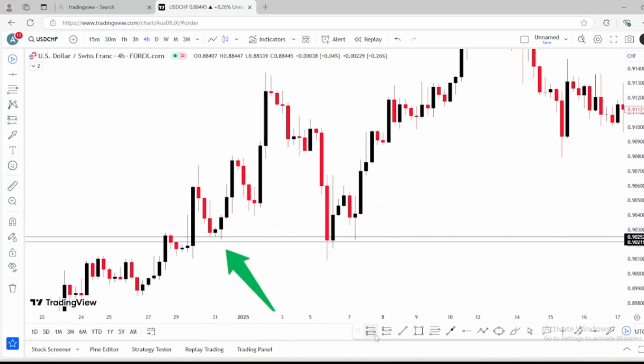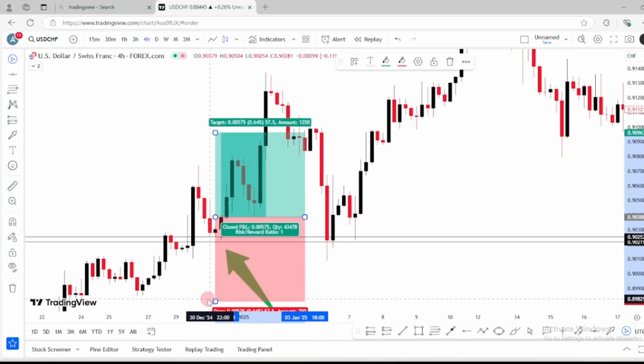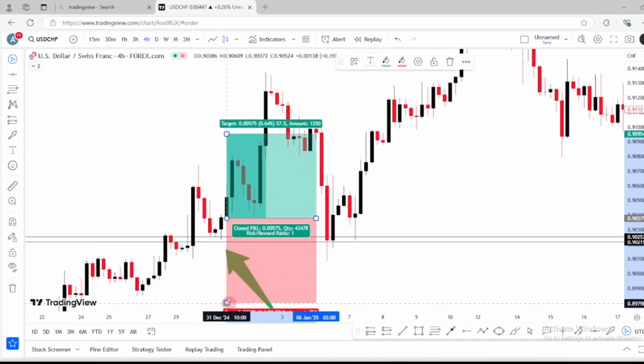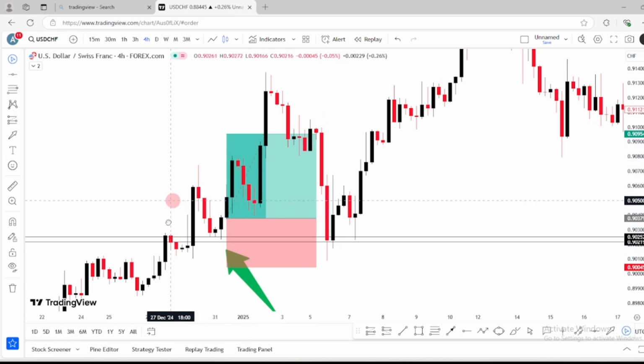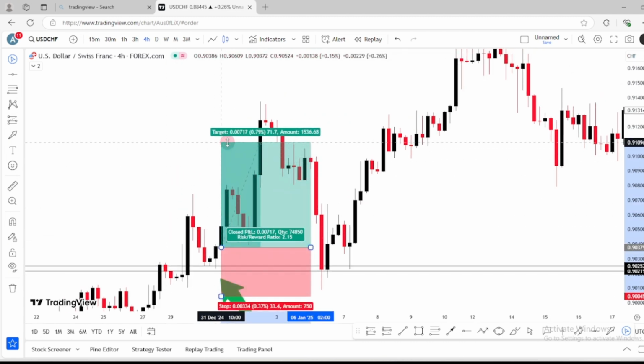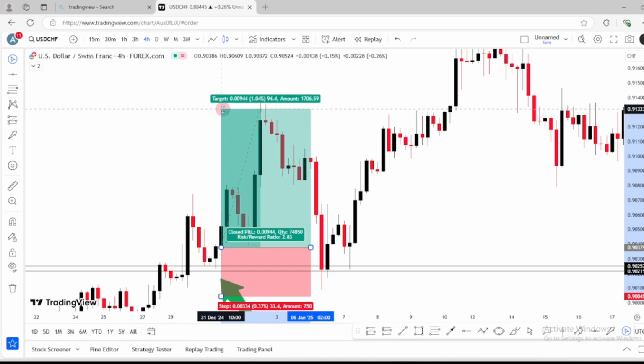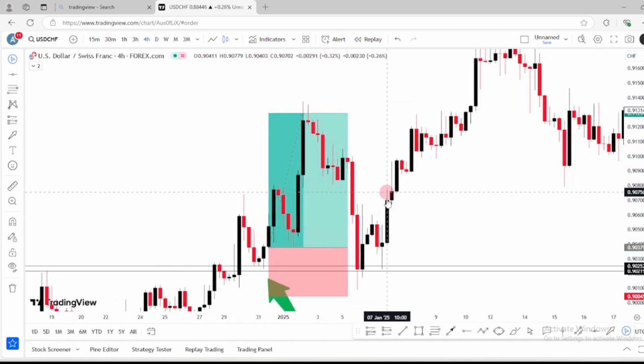We can take this trade, a perfect trade like this, with your stop loss just below the wick, and you can target 1:2 or 1:3. Mostly I go for 1:3. So you can go for 1:3, and you'll be done with this trade right here.